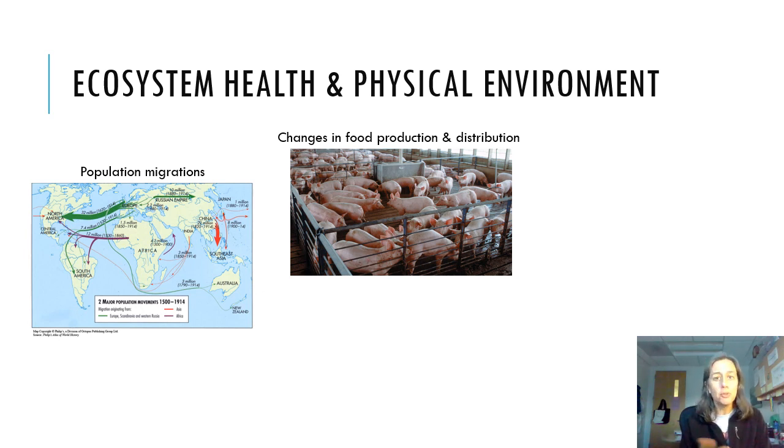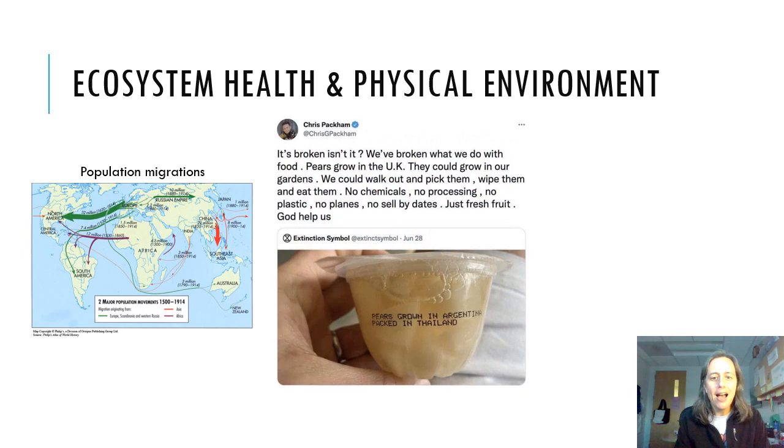Also, our food distribution system now is really kind of crazy. I found this on social media the other day and thought I'd share it. This is one of those little packs of pears, right? Pears grown in Argentina, packed in Thailand, then flown halfway across the world to be packaged in this plastic. And then in this case, the guy's from the UK, so then flown to the UK to be sold to the consumer.